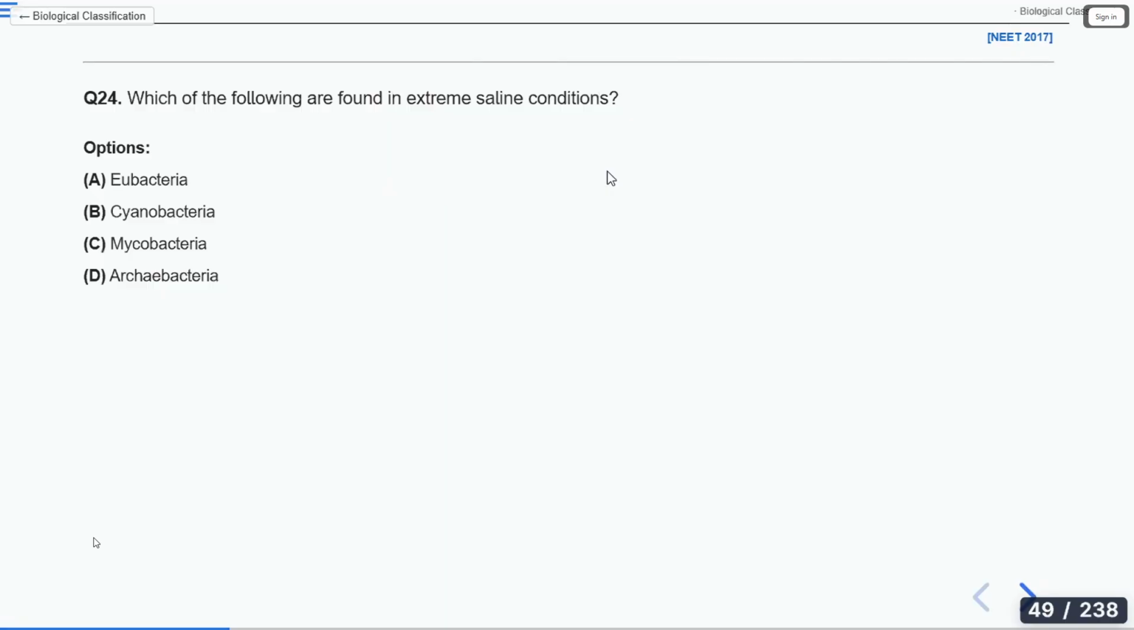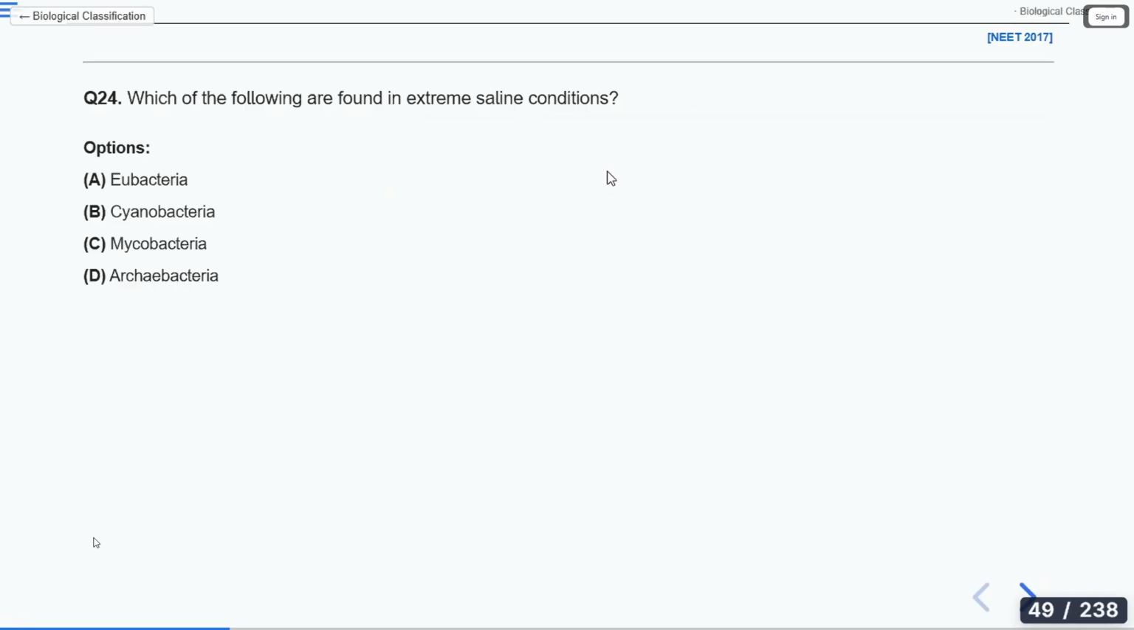So moving to next question. Which of the following are found in extreme saline conditions? You can answer this easily. Eubacteria, cyanobacteria, mycobacteria, archaebacteria. Which is found in extreme saline conditions? Halophiles. Very good.